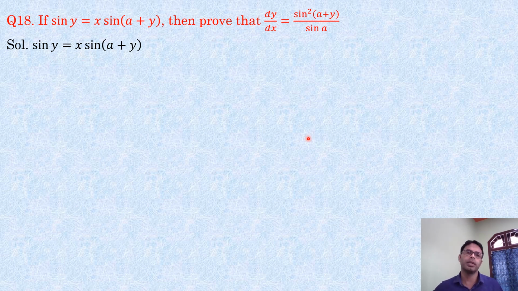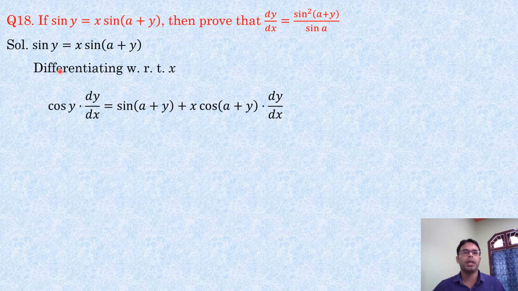Okay, so differentiate, simple, differentiating with respect to x. So sin y derivative is cos y into dy/dx. There are two functions, x into sin(a plus y), so x derivative is 1, sin(a plus y) remaining the same, plus x remaining the same, sin(a plus y) derivative is cos(a plus y), and by the chain rule, (a plus y) derivative is 0 plus dy/dx.